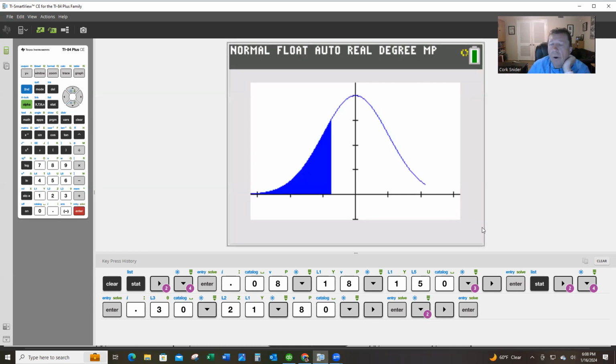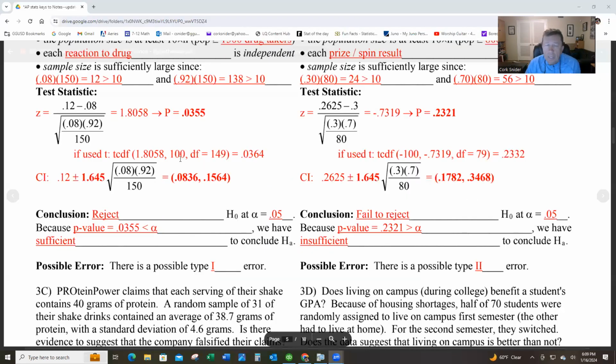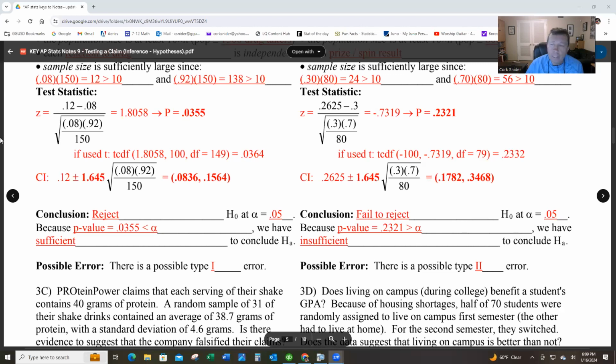Here we go. And well, look at that, the z-score is negative 0.7. The p-value is 0.2321. There's a 23% chance we would get something this extreme even if H0 is true. That would happen quite often if it was 30%. So there's no proof here. There's none at all. Okay, and you can see that that's what came out in this right here.